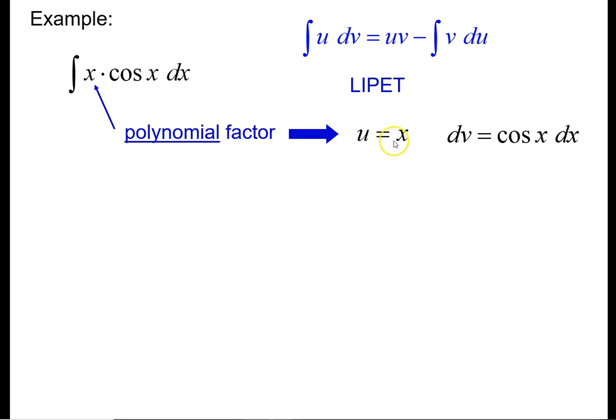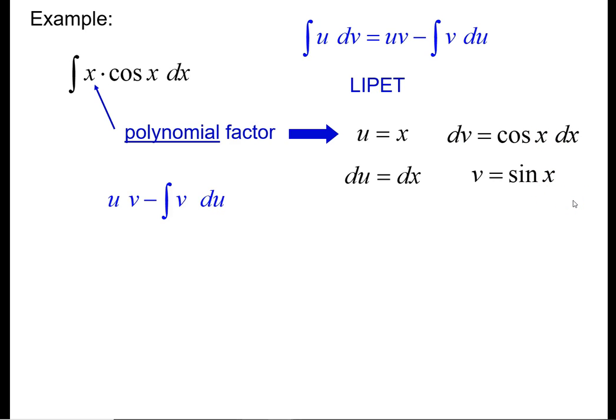So u we know is x. So du would be dx, right? The derivative of x is 1, so du would be dx. And then I need v, which would be the integral of dv. So dv represents the derivative of v. To get v, I need to go backwards to get the integral of dv, which would be sine x, because sine is the antiderivative for cosine x.